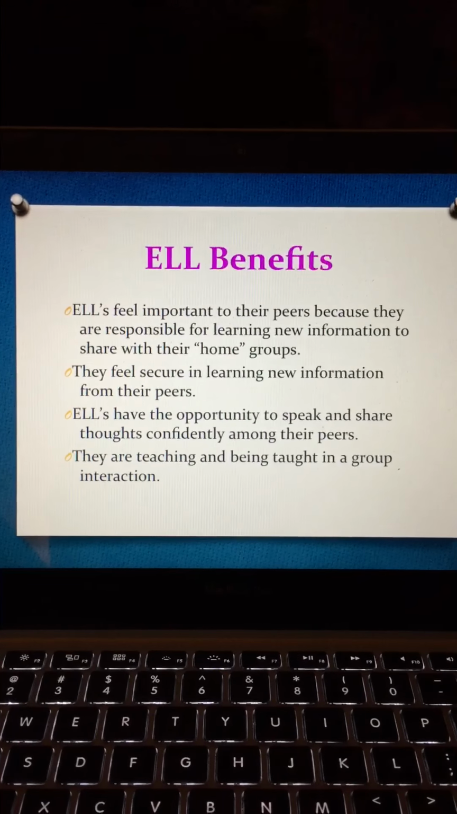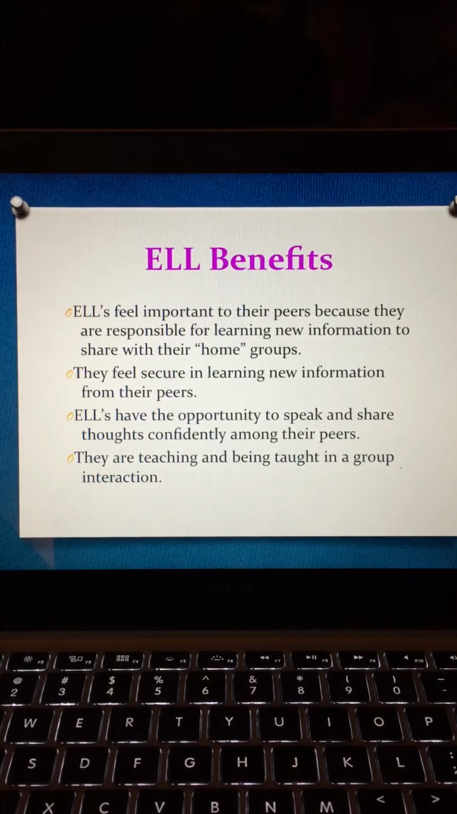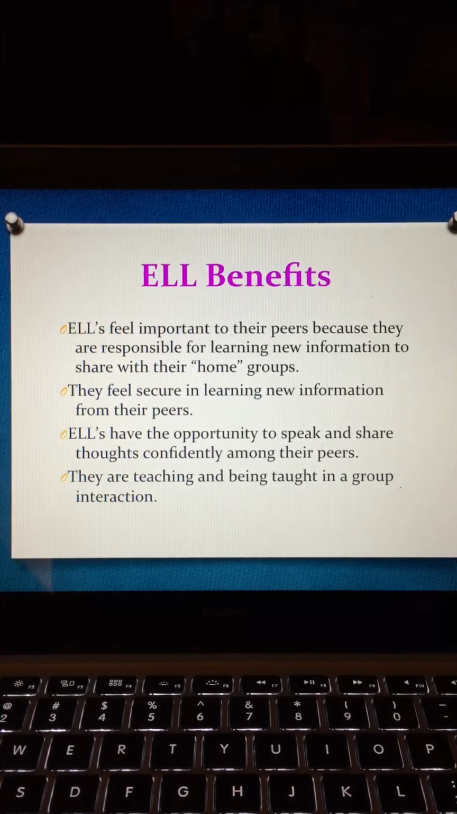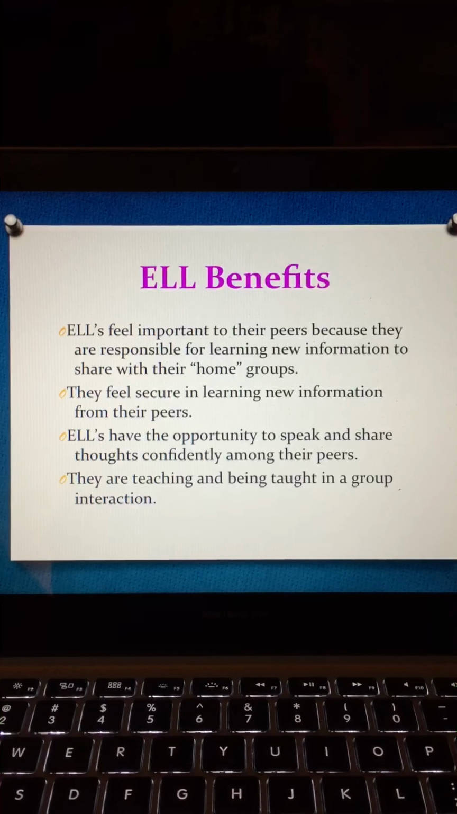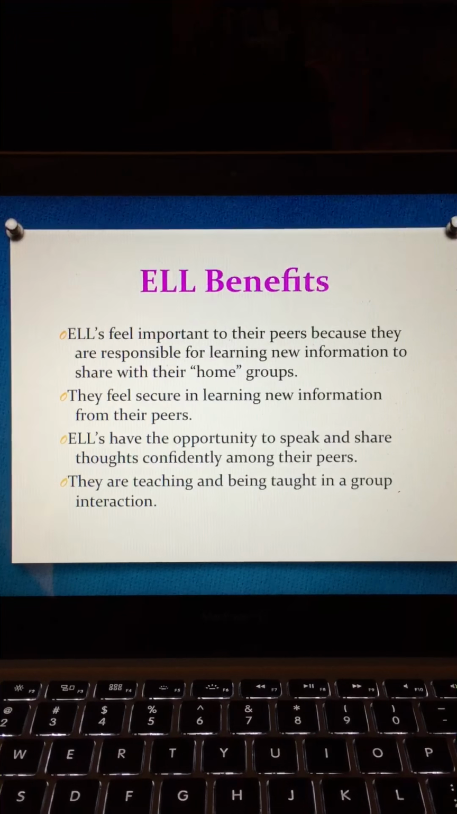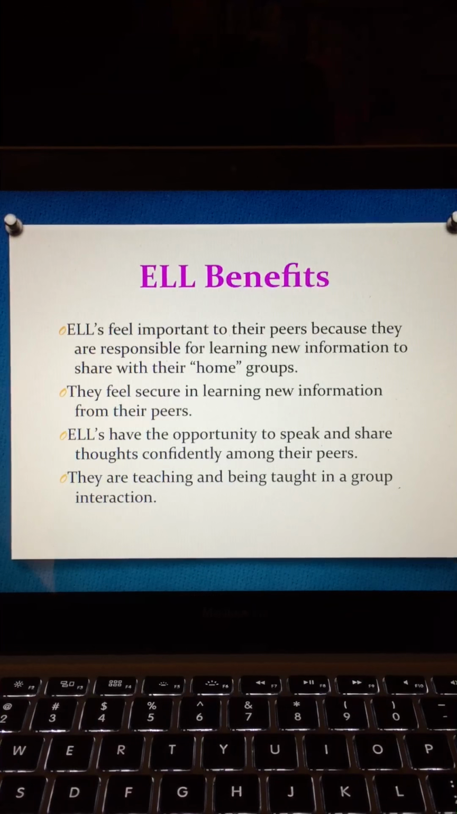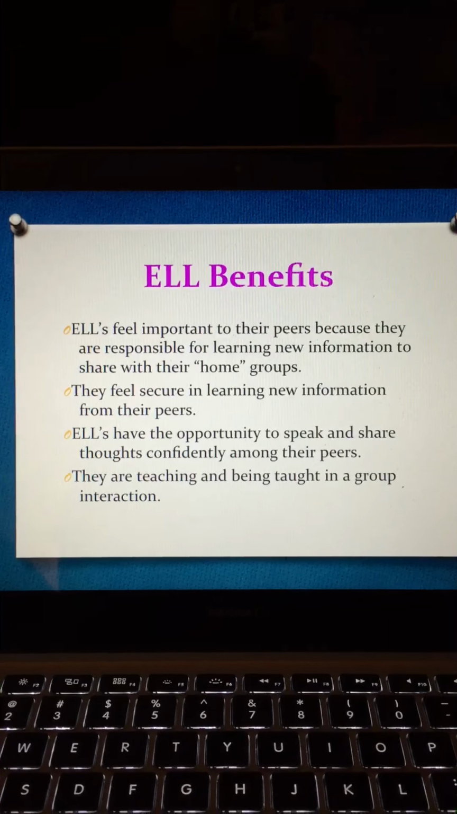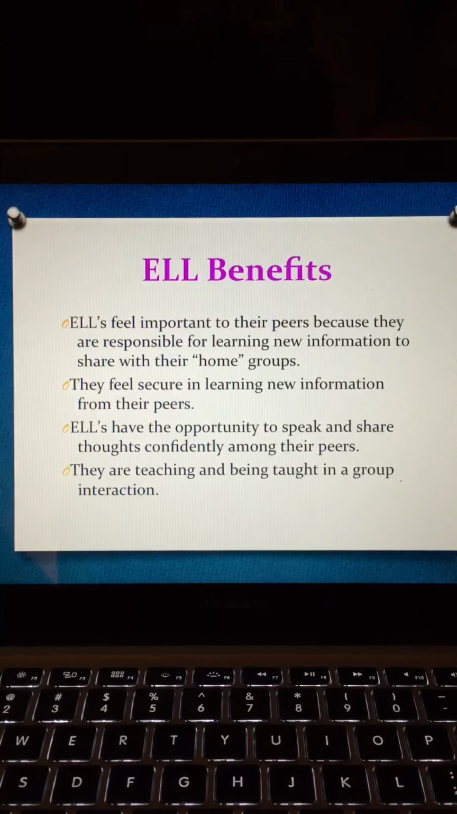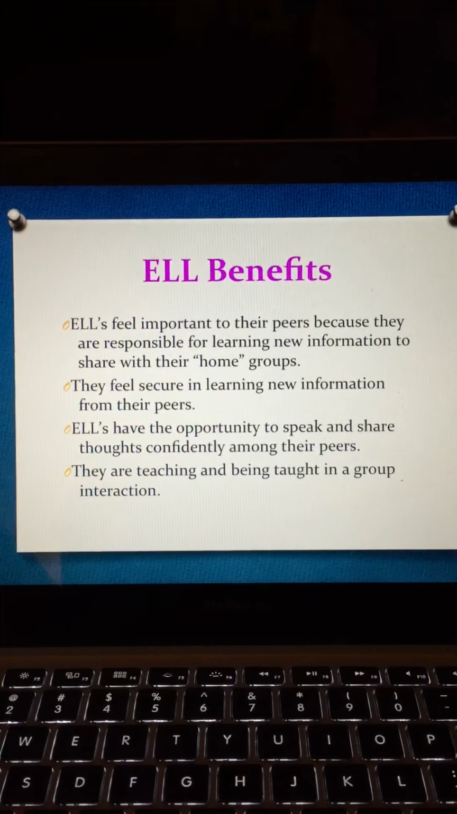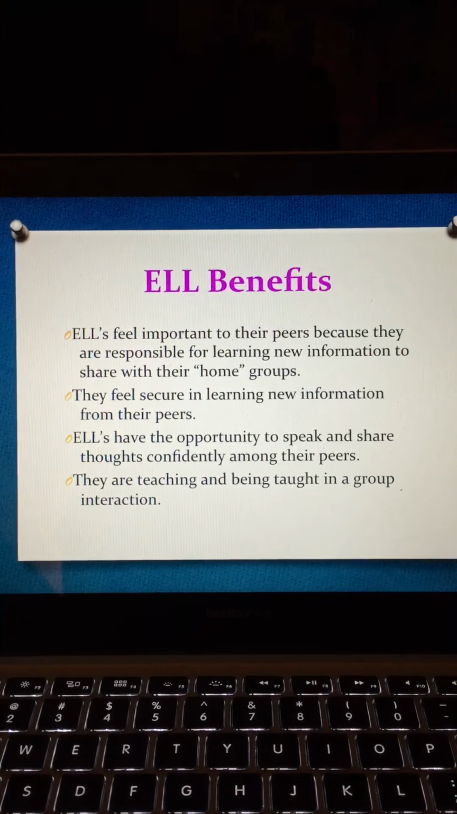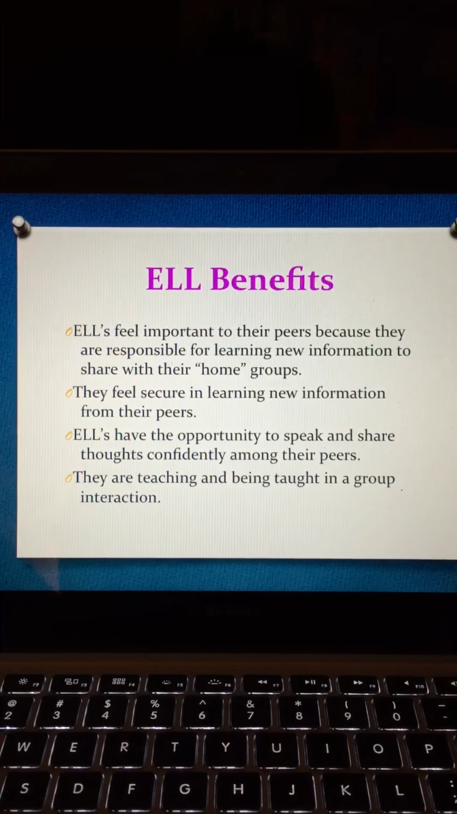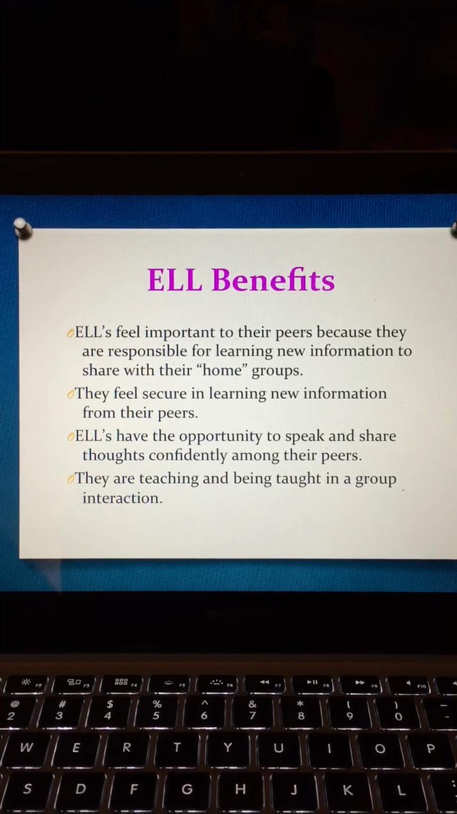I also listed a few English language learner benefits based on my observation and what I've learned so far. ELLs feel important to their peers because they are responsible for learning new information to share with their home groups. They also feel secure in learning new information from their peers. I noticed they also have the opportunity to speak and share their individual thoughts confidently among their peers. And as they are teaching, they are also being taught in a group interaction.